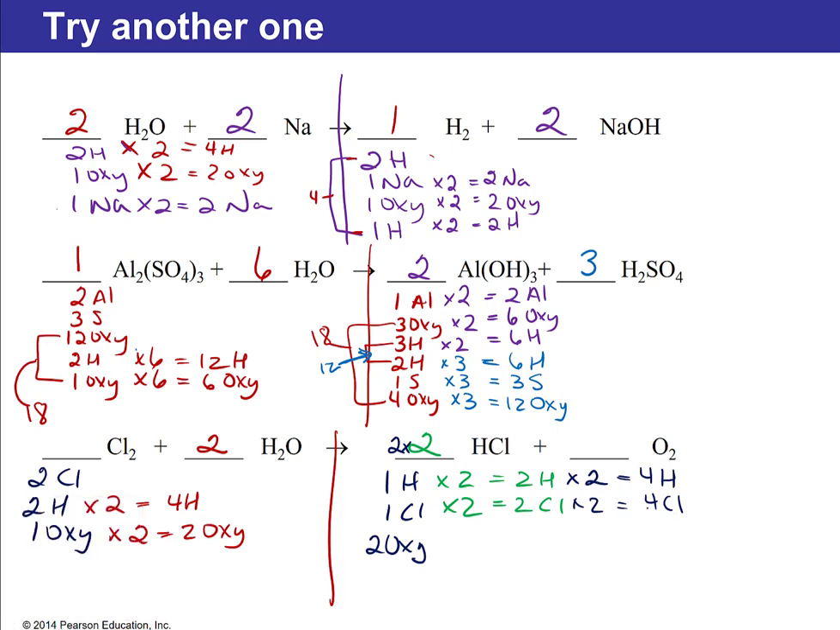So increasing the smaller number, how many chlorines to make four? I have to have two chlorine molecules. And that'll give me four chlorines total. So four chlorines, four hydrogens both sides, two oxygens both sides. So this will be a four because two times two is four. So I ended up having to multiply it by four as a total number. That one just becomes the one.